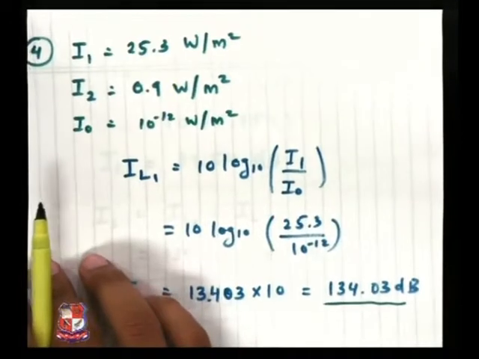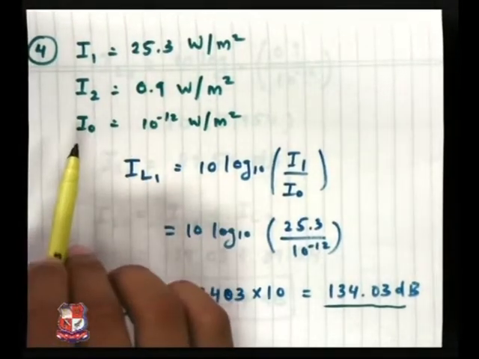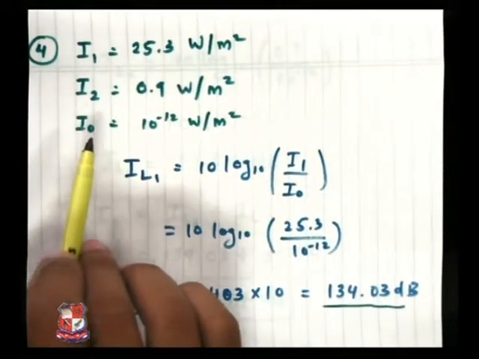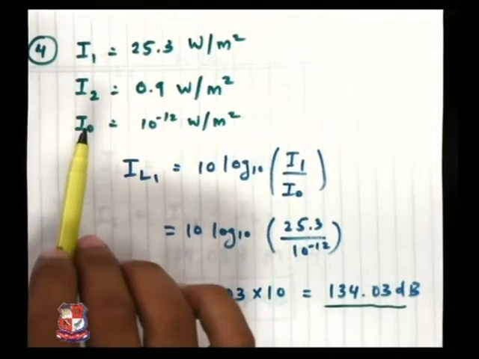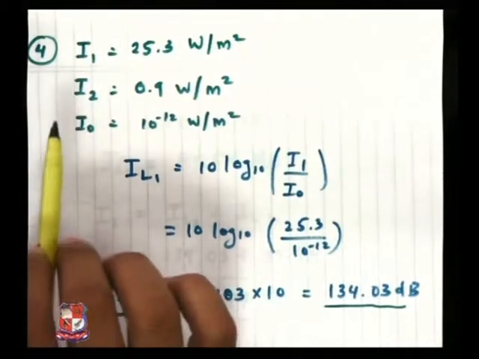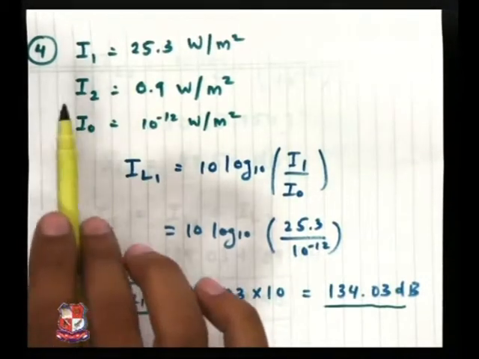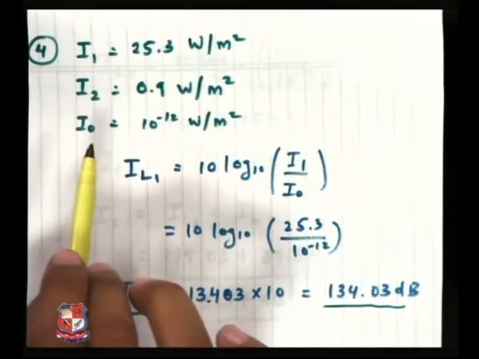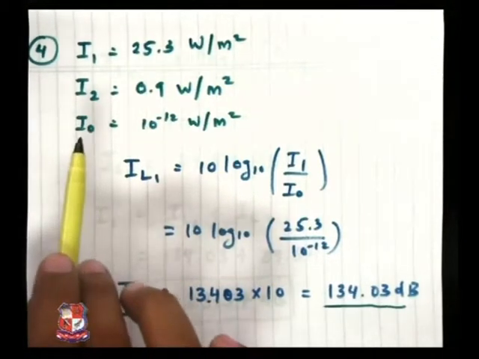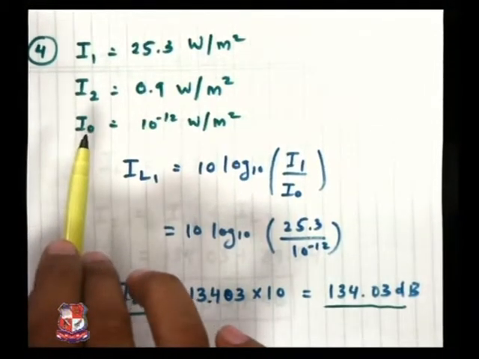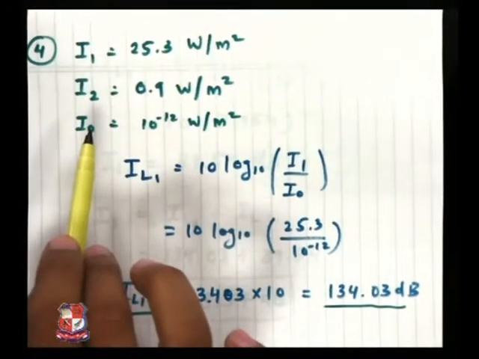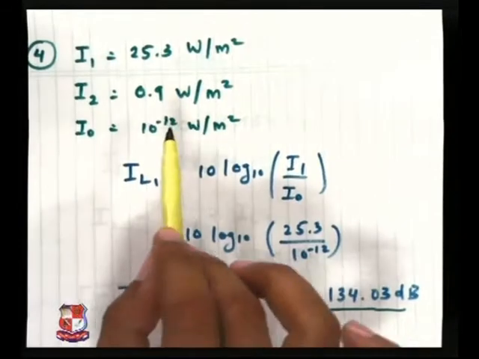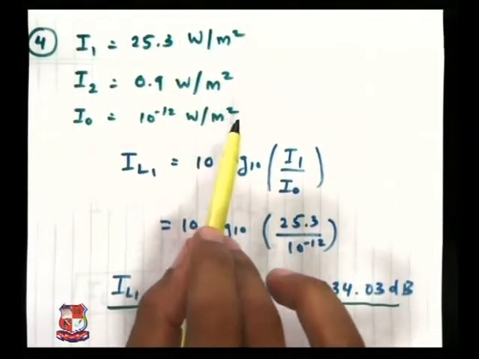So here you can see one more value of intensity, I0. Here I0 is the standard intensity. If the value of standard intensity is not given, or the reference intensity, you can also name it as reference intensity, I0 is the standard intensity, and the value of that is 10 raised to minus 12 watt per meter square.